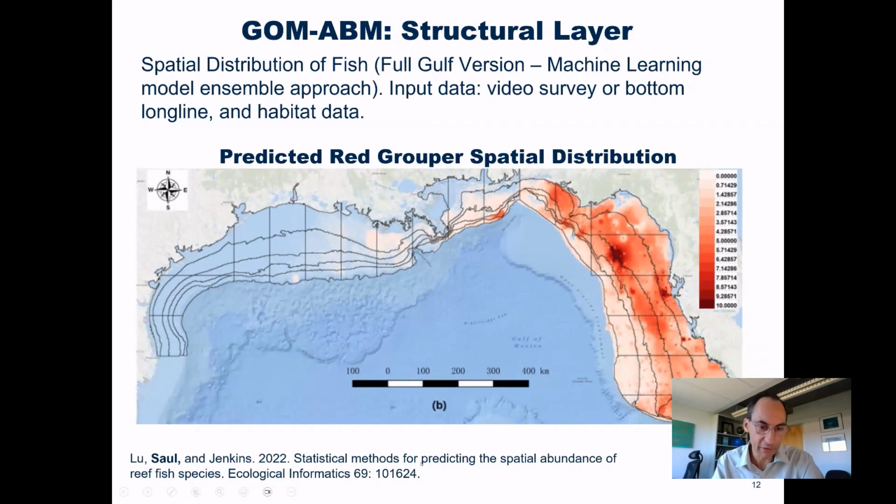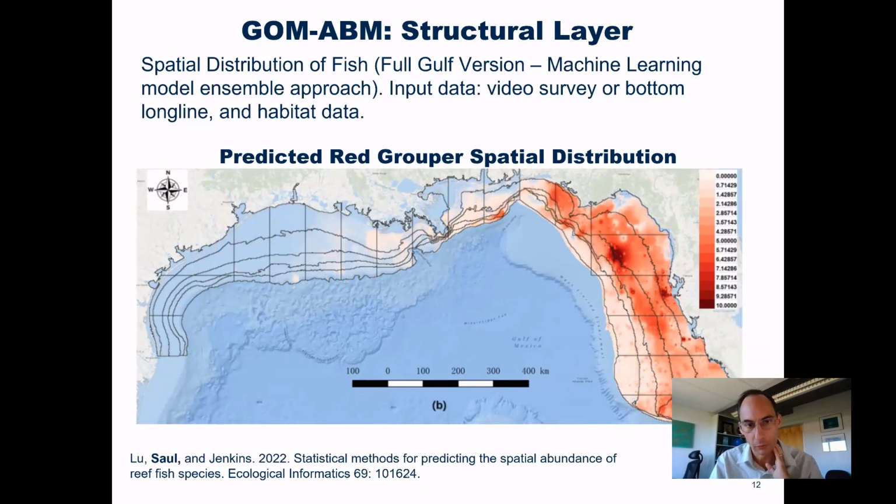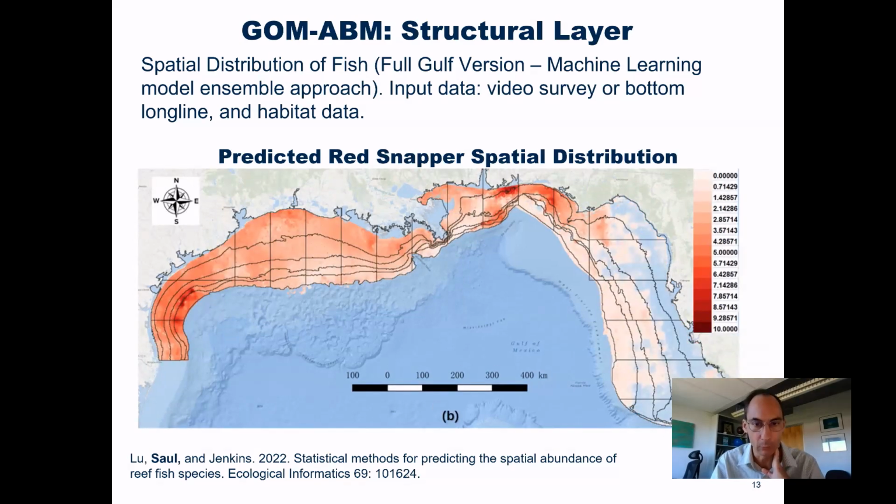I, again, won't go into details. The references for each of those manuscripts are here, and I'm happy to talk about technical details at a later time offline. So that was just an example of distribution for red grouper. Here's an example for red snapper, just to give folks a sense of what these machine learning models produced.